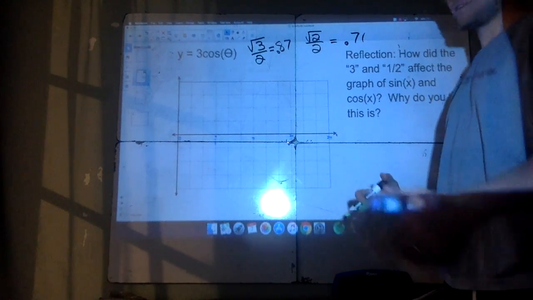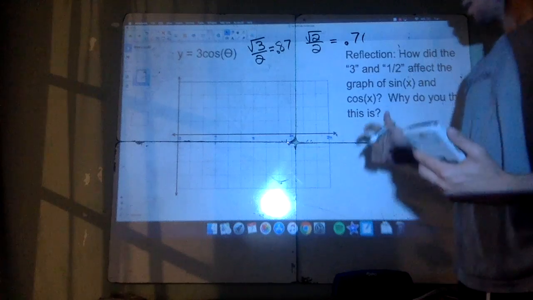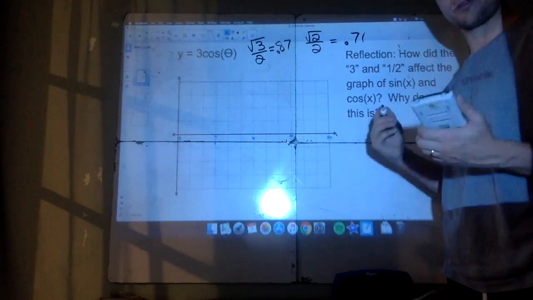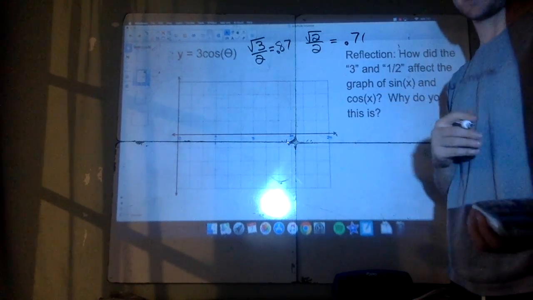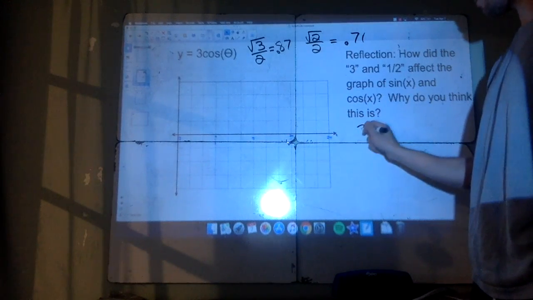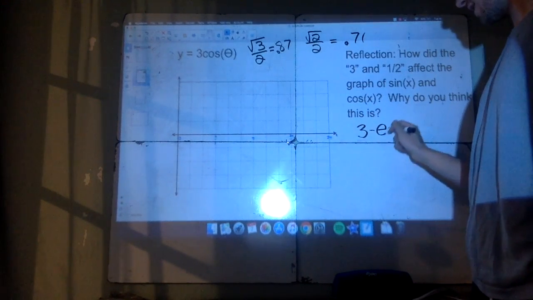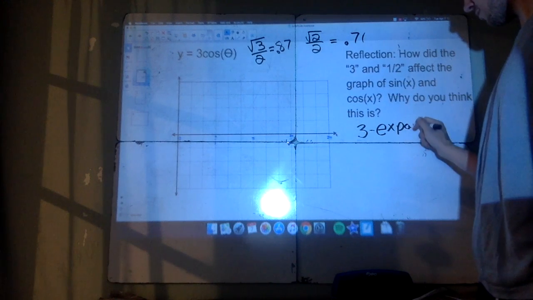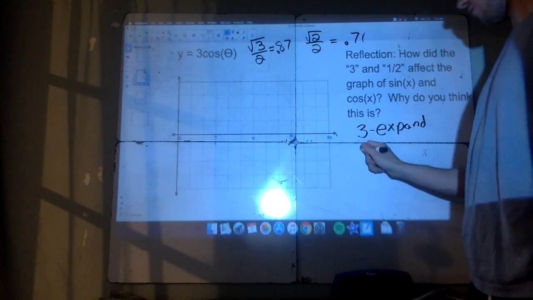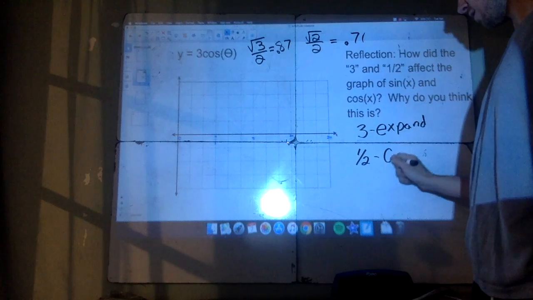All right, just so y'all know, this is like take 4 because I can't do this right, but we're going to reflect. And how did the 3 and 1/2 affect the graph of sine of x and cosine of x? Well, the 3 expanded our graph, and the 1/2 compressed it.